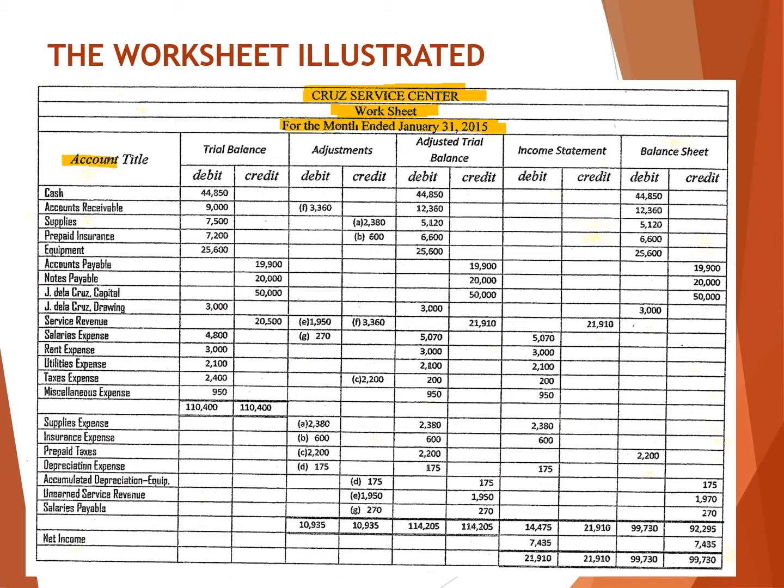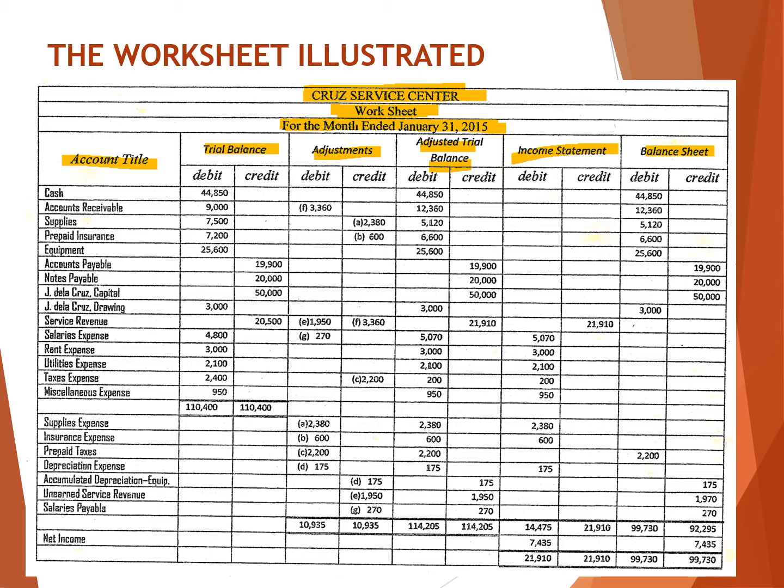Then, here are the column names. So, the first column is the account title. Tapos, nandito na yung mga columns natin na 5: trial balance, adjustments, adjusted trial balance. We have here the income statement and then the balance sheet. And don't forget to put debit and credit on each of the columns.